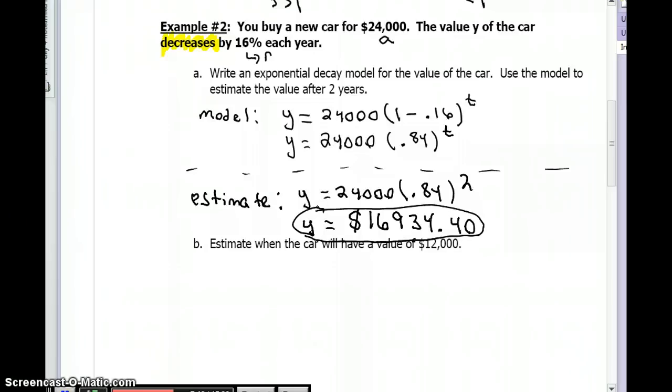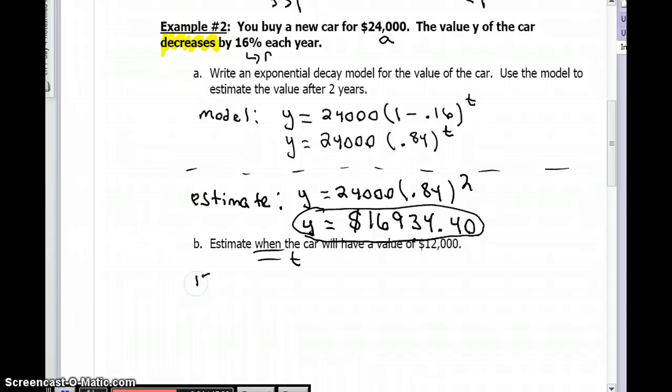All right, part B. Estimate when the car will have a value of $12,000. Now, a lot of times we like to call Y the final amount and A the initial amount. And so in this case, we're actually working backwards for when. And when is always time, so that's t. All right? And this $12,000 is actually not an A. It's going to be your Y value. So let me write this down.